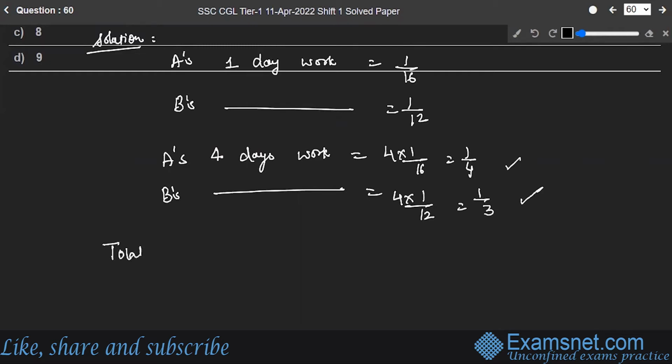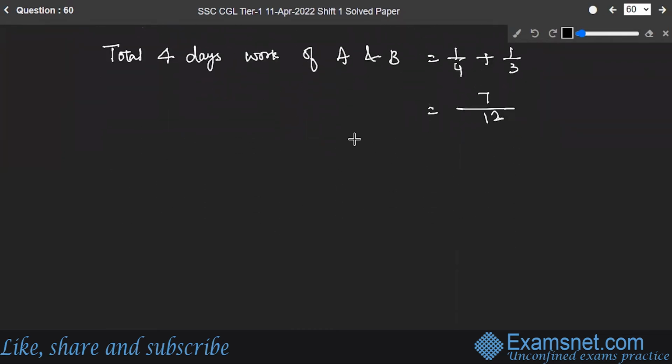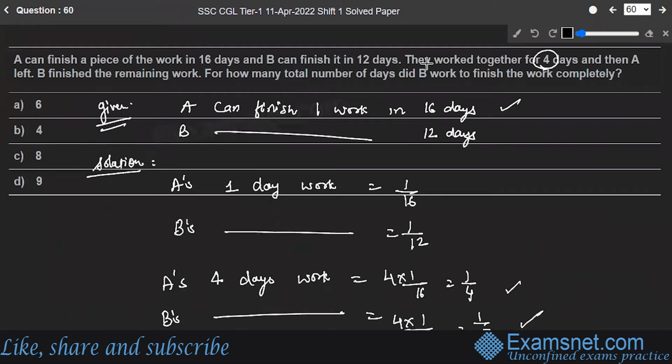So total 4 days work of A and B is equal to 1 by 4 plus 1 by 3. This is equal to 7 by 12. Right? And how much work remains? Remaining work is 1 minus 7 by 12, which will be equal to 5 by 12. Right? Now, the time taken, what is the question? Let's see it once. How many total number of days did B work to finish the work completely?